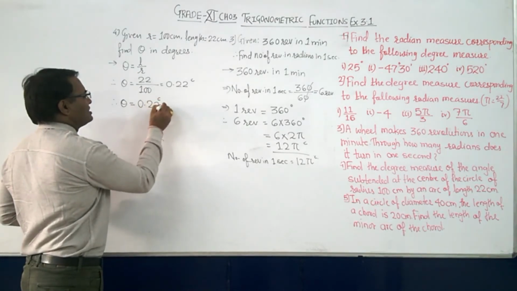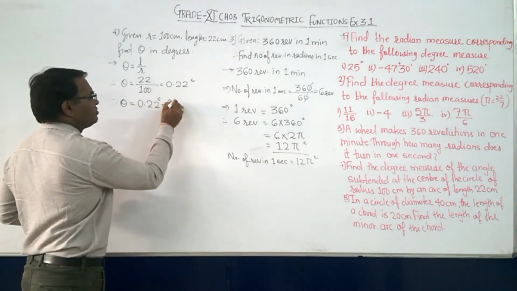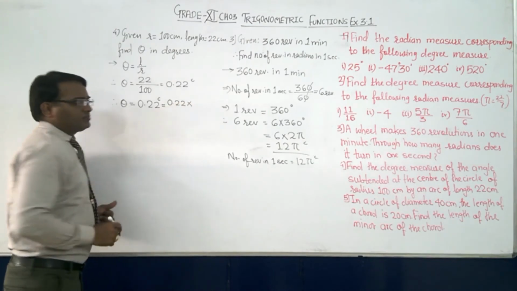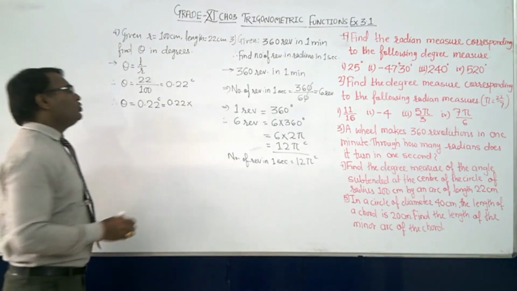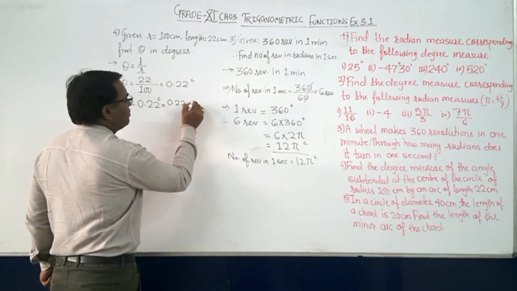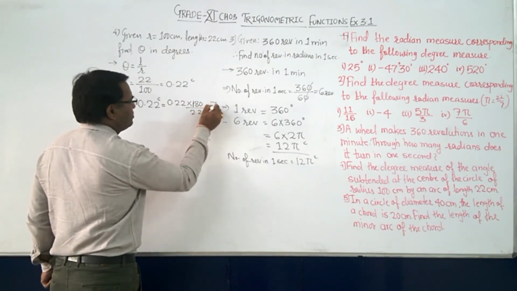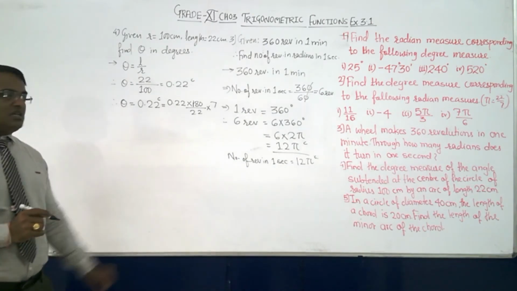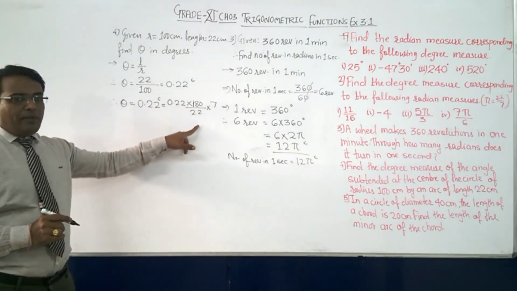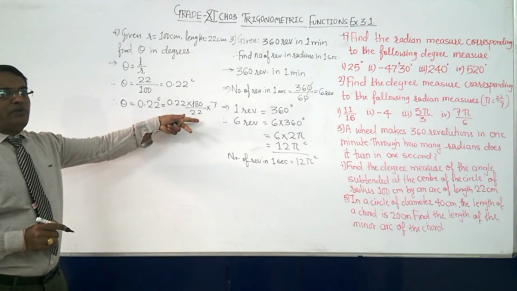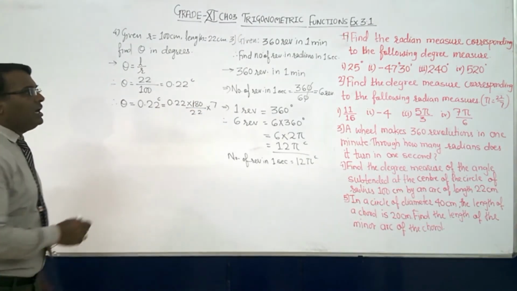0.22 radians is equal to what? 0.22 into 180 upon pi. Right? Because 180 upon pi is what? 180 upon 22 by 7, so it will inverse to 7 by 22.